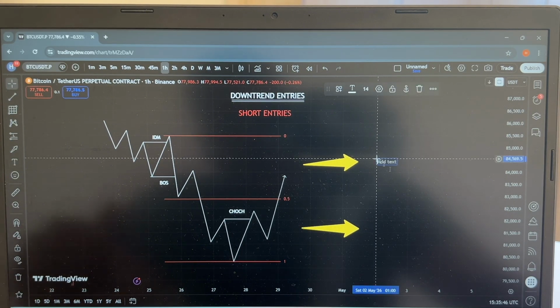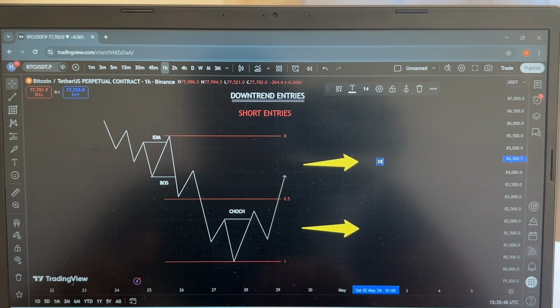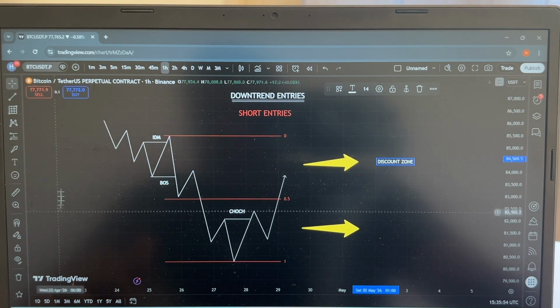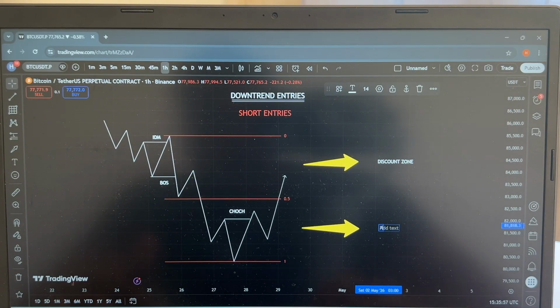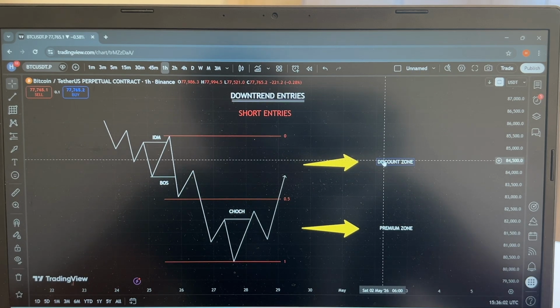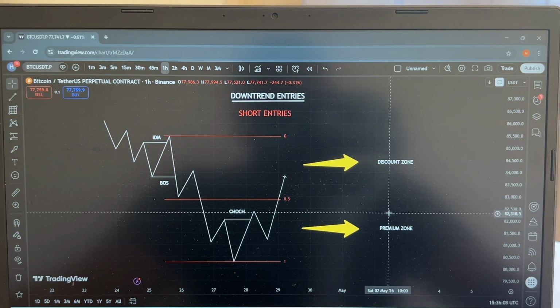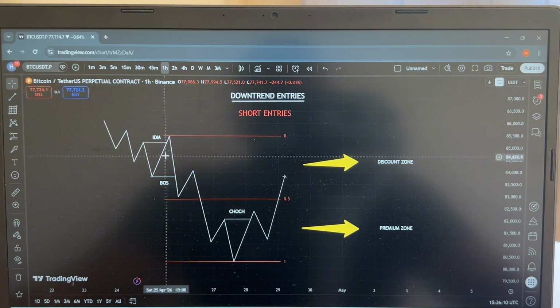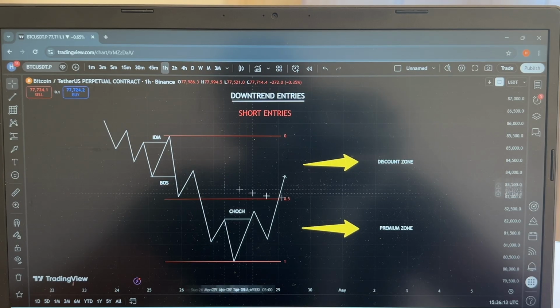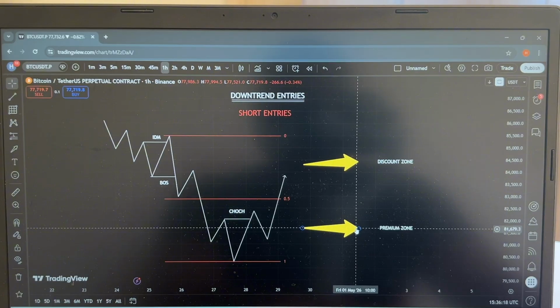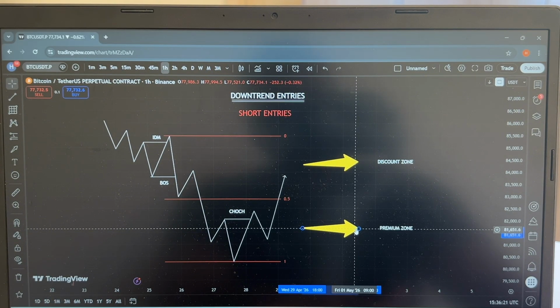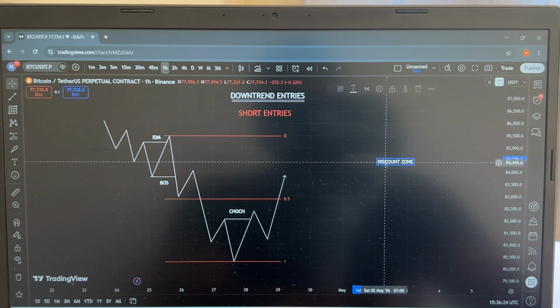Okay, so we mark those down. This is the discount zone, and this becomes the premium zone. Like I said before, we do not get into any trades in the premium zone. So we only check for all the FVGs, OBs, hidden OBs only in the discount zone, the top level between 0 to 0.5. When you're drawing it, draw it properly so you get the idea. Okay, so let's get rid of these for now.